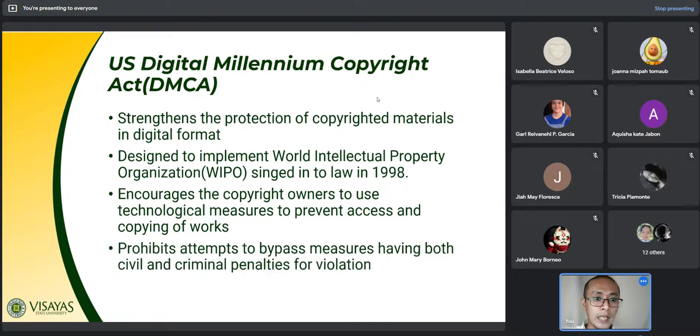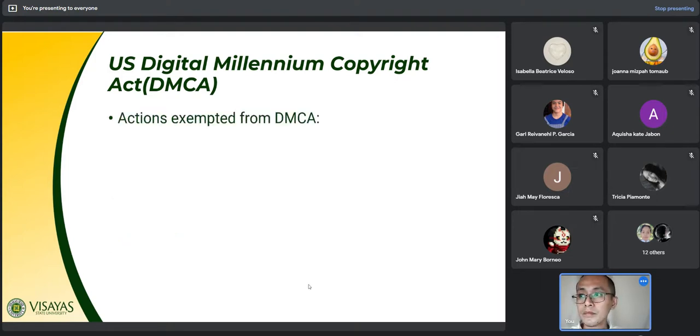Okay? And then at the same time, with DMCA, it prohibits, class, attempts to bypass measures, having both civil and criminal penalties for violation. So once you violated, class, this US DMCA, then you are held for legal actions. Okay, it is already signed into law in the year 1998. So unsa may actions na exempted from DMCA?